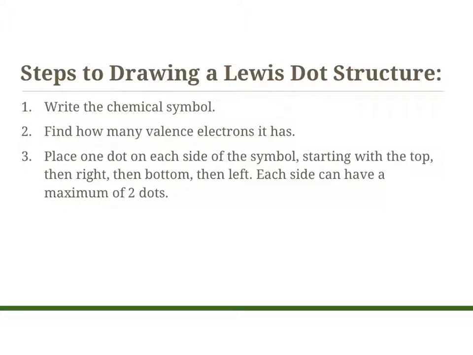Now, the very first thing that we have to do is write the chemical symbol. So that's what I did with strontium. So I did Sr. Then I have to figure out the number of valence electrons it has. So let's see. Strontium has 2 valence electrons. We'll talk about how to identify that in a minute. And so then I just wrote a dot around each side of the symbol, starting at the top, then the right, then the bottom, then the left, and go like this. So I have 1, 2. So that shows that strontium has 2 valence electrons.